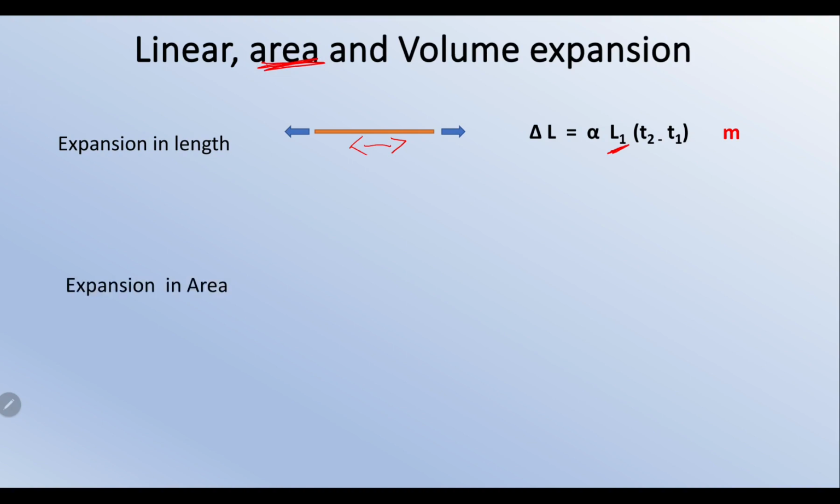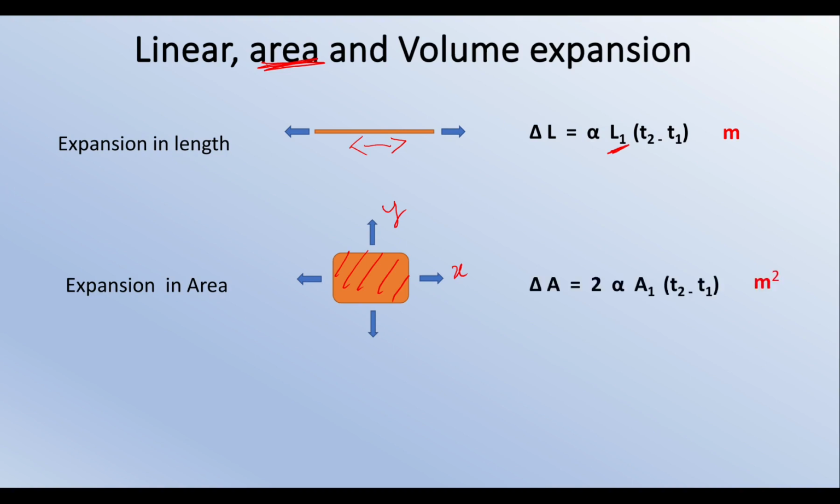It is very simple as well. In terms of expansion in area, think of it. Here, the expansion is happening along two axes, the x axis and y axis, in this particular plate. So, what do you think is the formula? It's very simple. Change in area delta A equals, since the expansion is happening in two dimensions or two axes x and y, we write it as 2 times alpha times the initial area A1 times the change in temperature, and the unit is meter square.